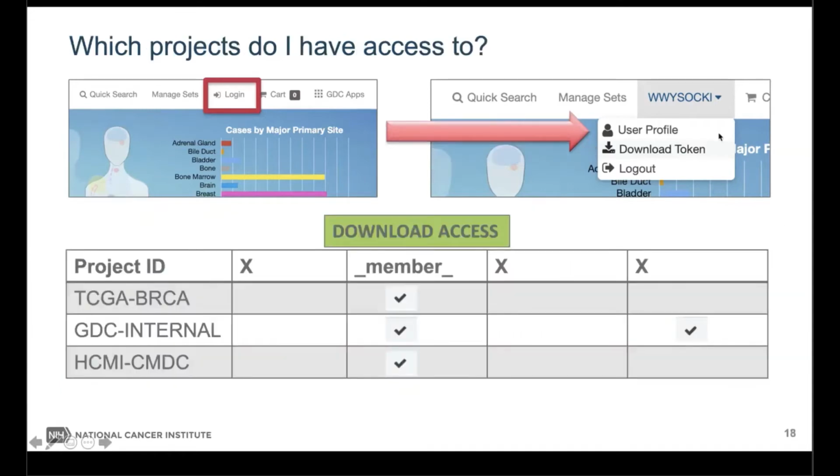So another question you may have when you do have controlled access is, which projects do I have access to? You'll probably know this ahead of time, but this will tell you in the eyes of the GDC what you have access to. So once you log in, you can click on User Profile, which is right above Download Token, and you will see a table there with a bunch of columns and some check marks. The only one that you should be concerned with is the one that is underscore member underscore. If you have a check mark under this, you have authorization to download controlled access data from that project. So look for that.